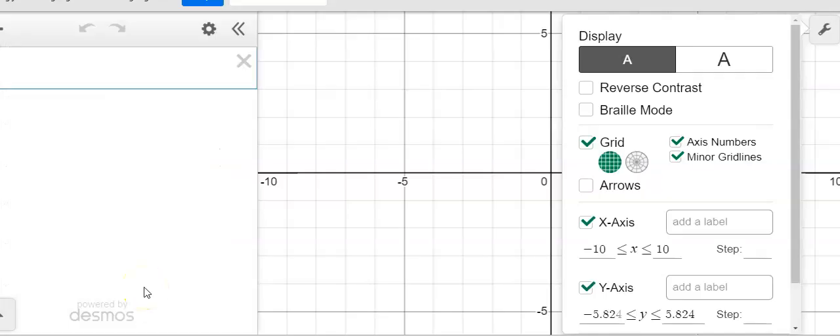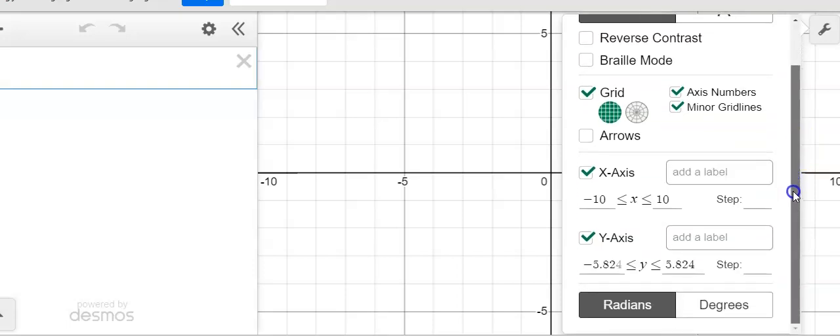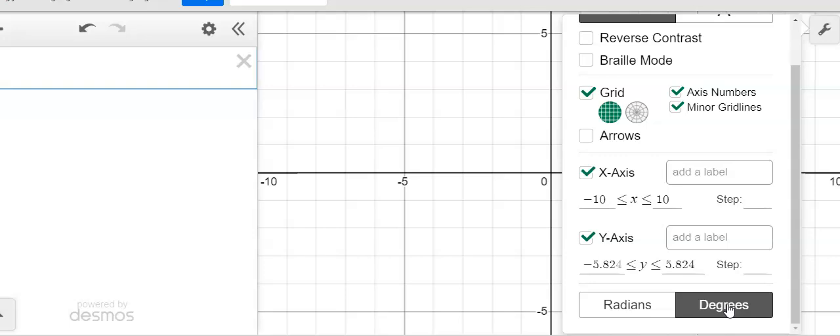I've gone into my Desmos calculator and I wanted to show you. Whether you're using a Desmos calculator or another calculator, you will want to make sure your calculator is in degree mode. If degree is not highlighted, you will not get the right answers. So that's one of the things you're going to want to make sure you do.